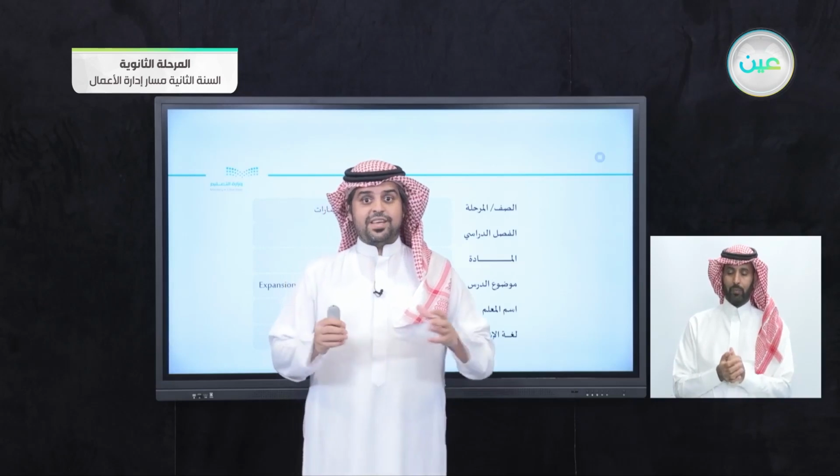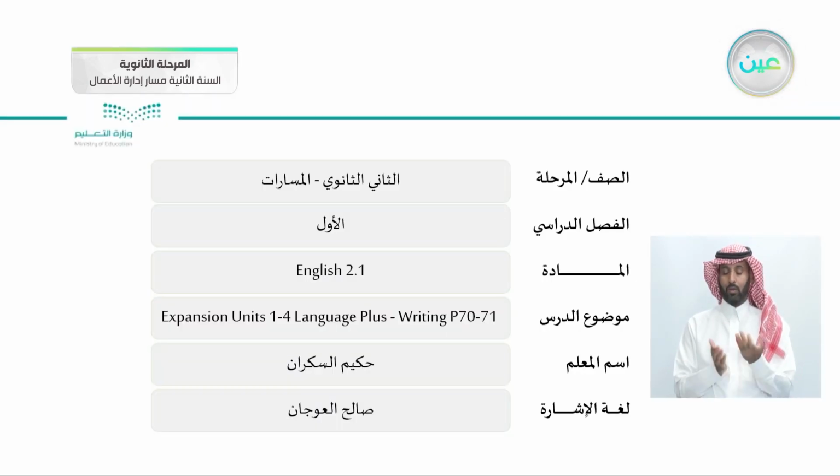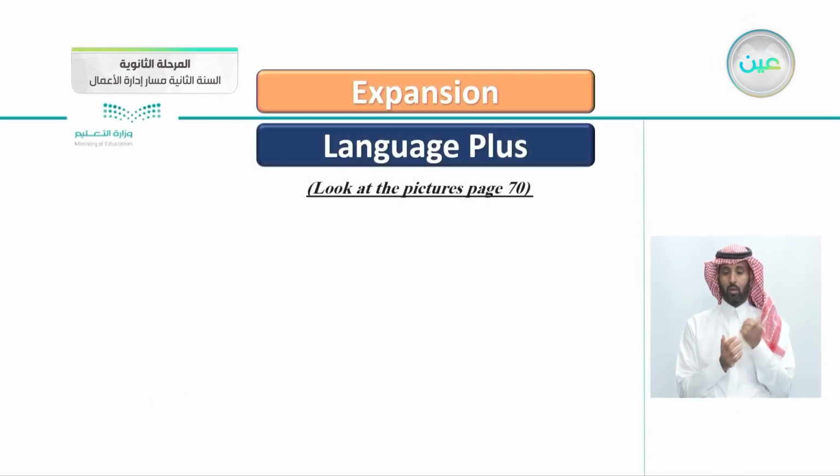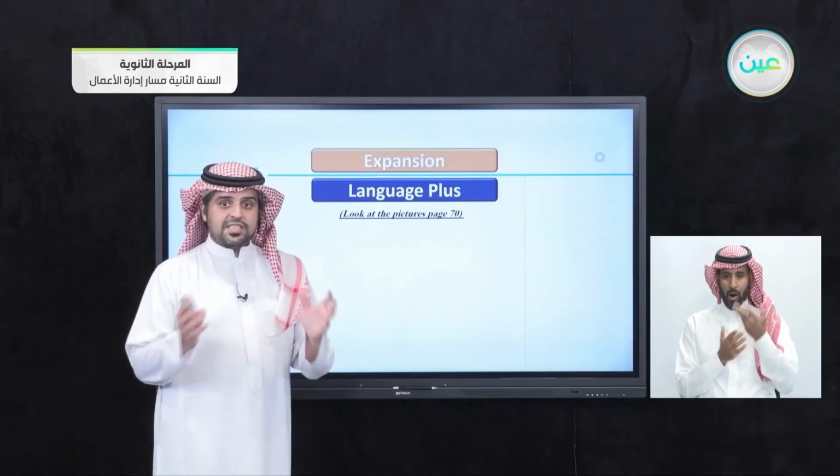I hope that you're happy and healthy and ready for today's lesson, which is the expansion units 1 to 4. We'll take two lessons today, the language plus and the writing lesson in pages 70 and 71. So the language plus, if you open your book, page 70, you will see six pictures.